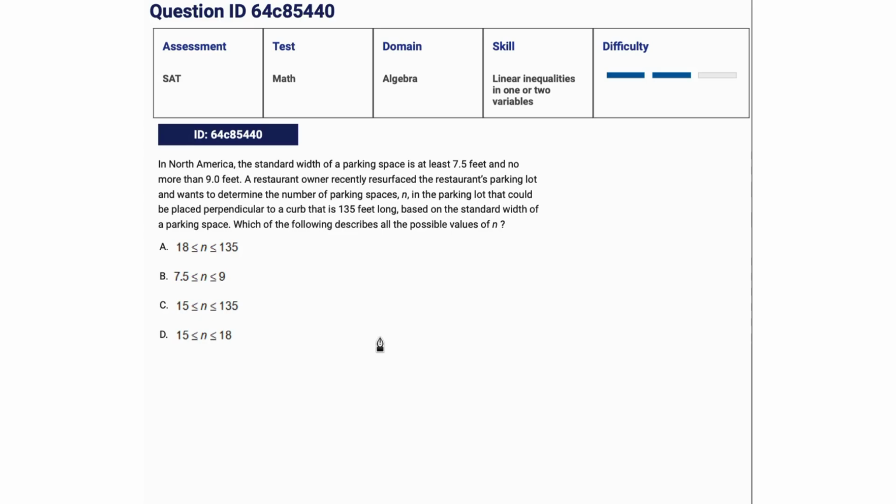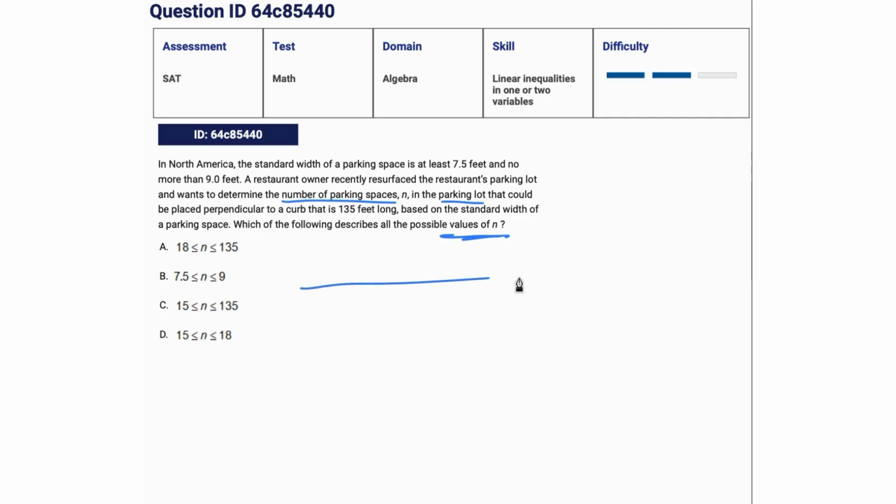I'll give you a minute to pause the video and try to solve this question by yourself. Okay, let's start solving. The question is asking which of the following describes all the possible values of N. What is N? N is the number of parking spaces in the restaurant's parking lot that could be placed perpendicular to a curb that is 135 feet long.